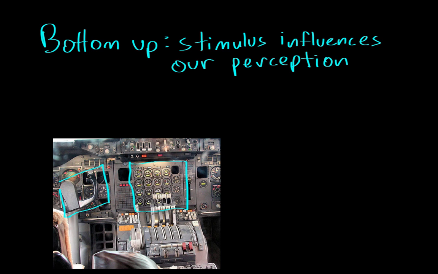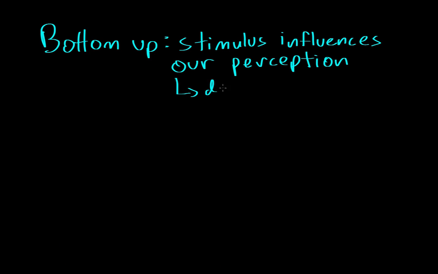This is when you start with no preconceived idea of what it is that you're looking at and allow the stimulus to influence your perception of what it is that you're looking at. So bottom-up processing is data driven, and your perception of what it is that you're looking at directs your cognitive awareness of the object.